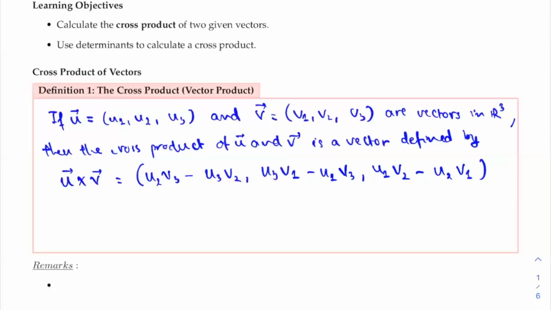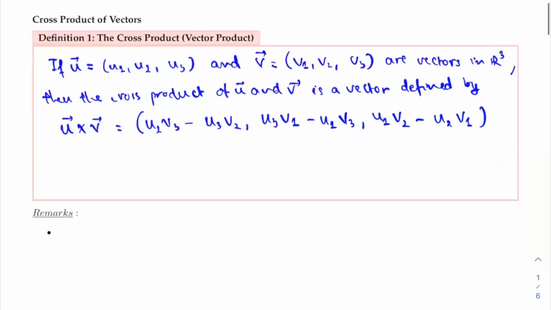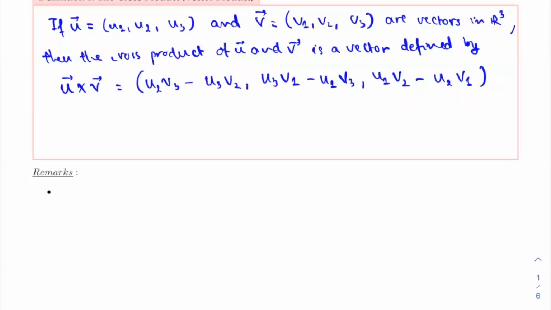I'm going to give you a technique to obtain this formula, and later on when you use the determinant to calculate the cross product, it's going to be very simple to get. So instead of memorizing the formula, from these two vectors we're going to form a 2x3 matrix.